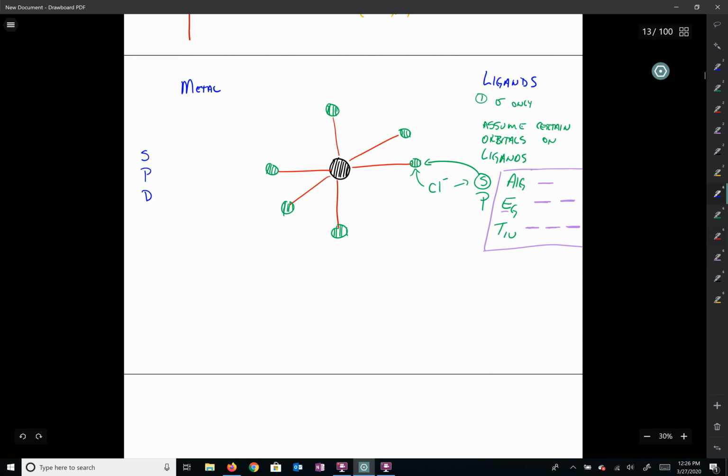Yeah, blue's okay with this. Sorry, I'm trying to keep stuff color-coded.